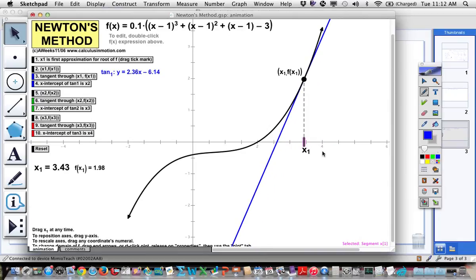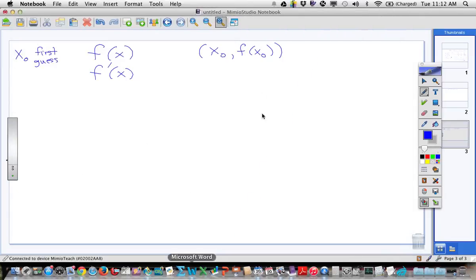Okay, so the first thing I do, they called it x sub 1, I'm calling it x sub 0. So the first thing we do is take our first guess and plug it into the function. They called it x1, f of x1, I'm calling it x sub 0. And then my slope is f prime of x sub 0, right? So now I've got a point and I've got a slope.